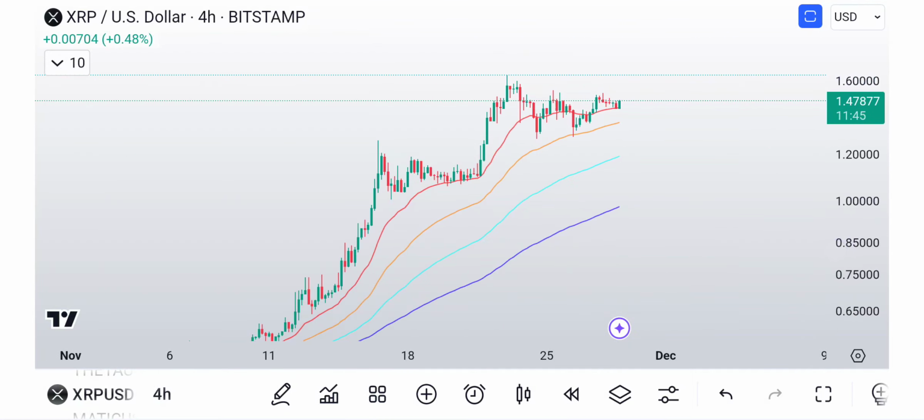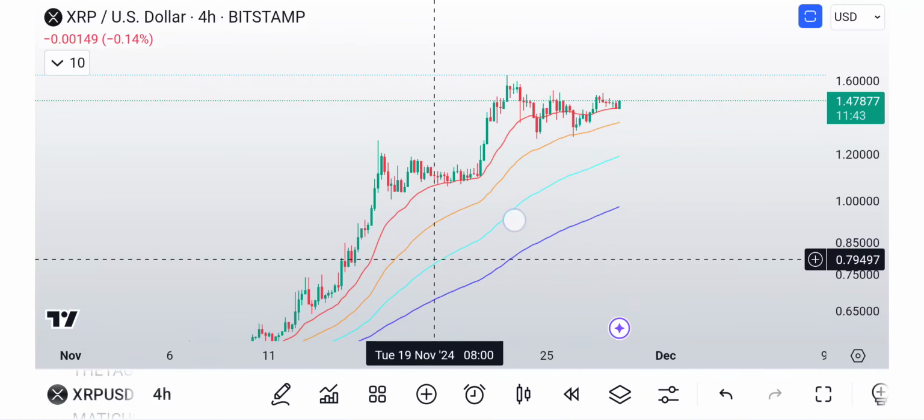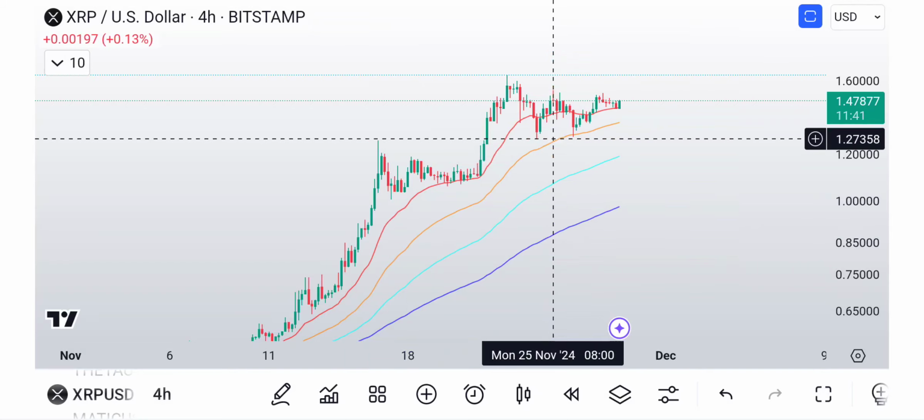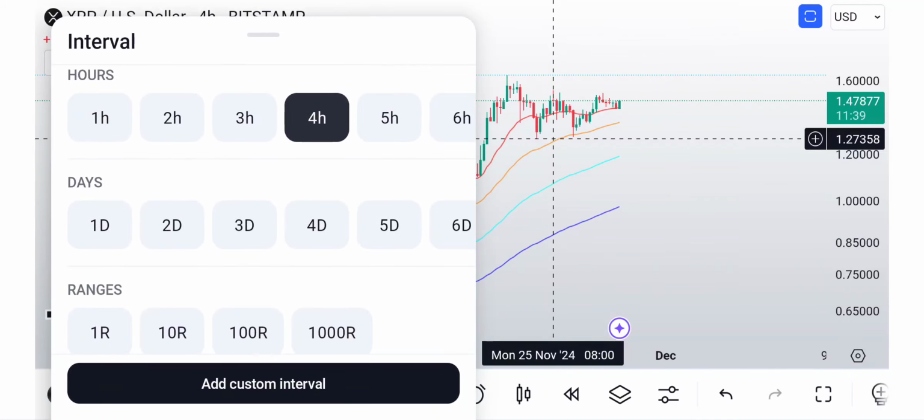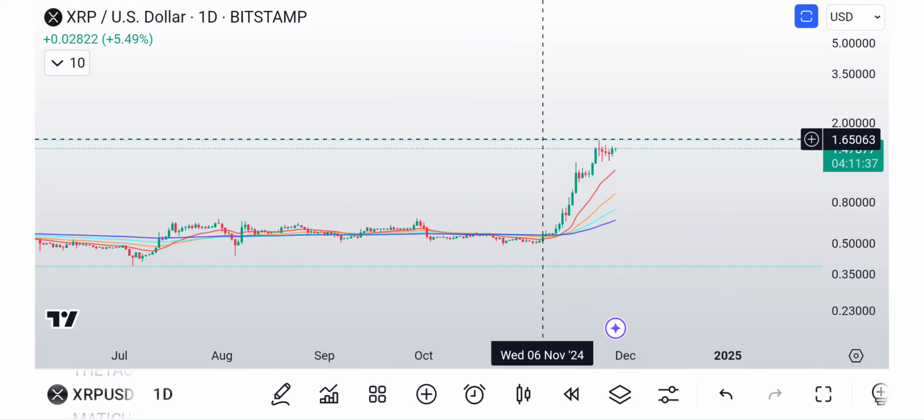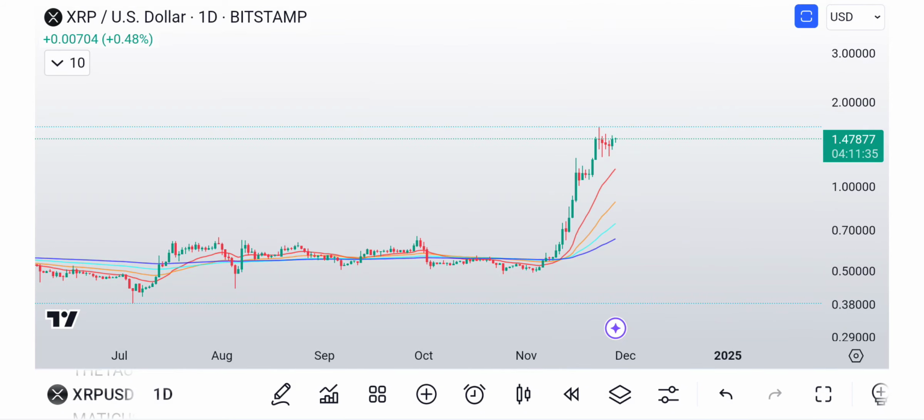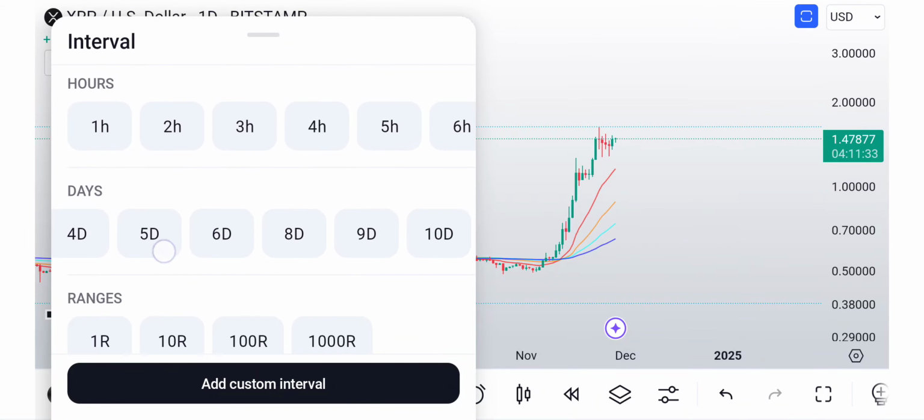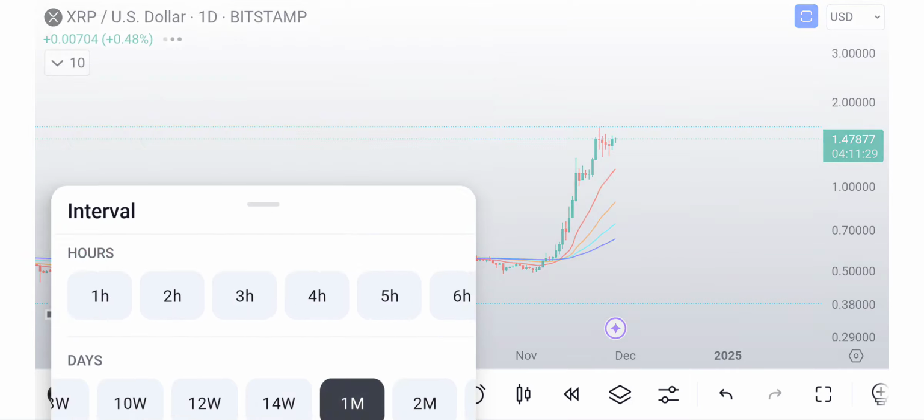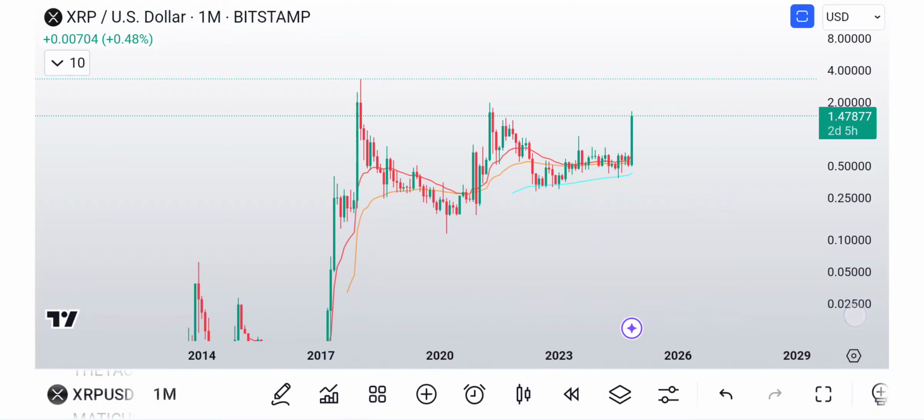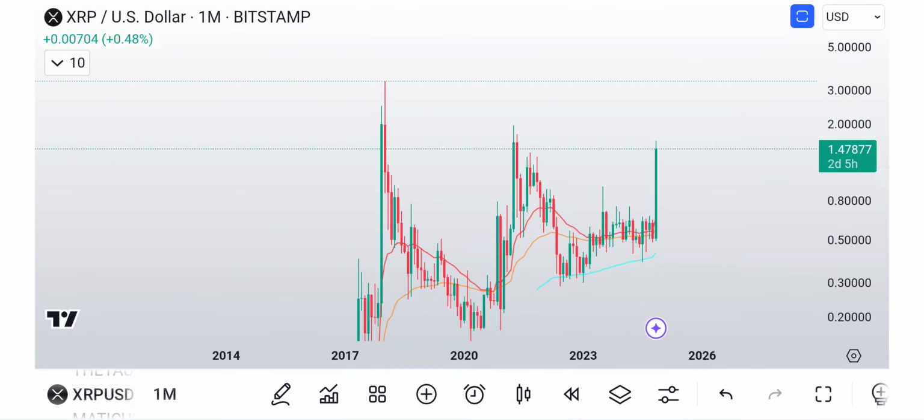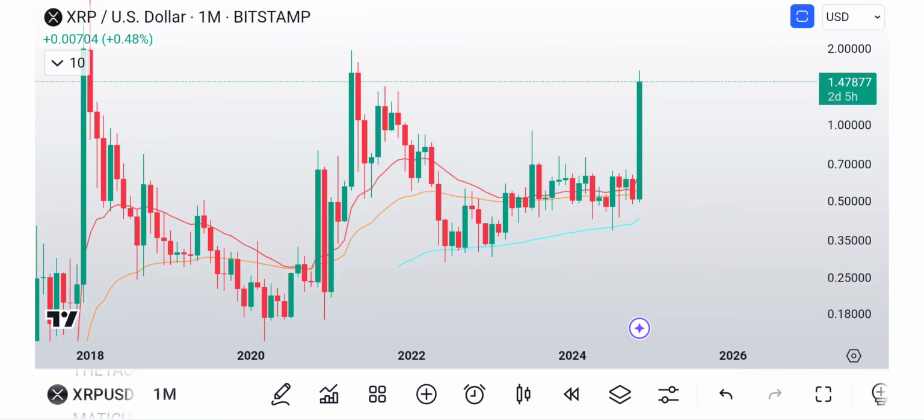XRP on the 4-hour looks great. See, that's Consensio there. But it's primarily used on the weekly and the daily and the monthly. The daily's got it, the weekly's got it, right? Let's see the monthly. I'm sure the monthly's not quite there yet, but it could be. See, the monthly, we don't even have the 200. I mean, XRP's still a baby, you know? We don't even have the 200 monthly moving average.